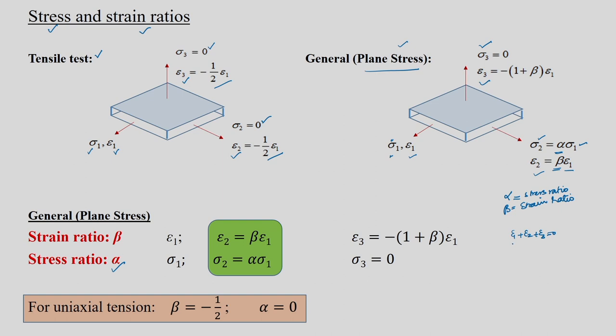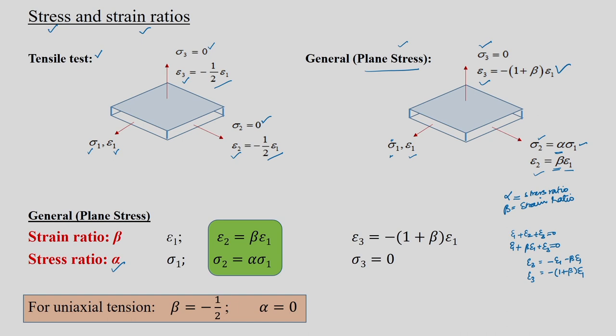So now you will get epsilon 1 remaining, plus epsilon 2, which is beta into epsilon 1, plus epsilon 3, which we want to find out, equal to 0. So epsilon 3 would be equal to minus epsilon 1 minus beta into epsilon 1. Taking the minus out, it will be 1 plus beta into epsilon 1. So epsilon 3 will be equal to minus of 1 plus beta into epsilon 1.